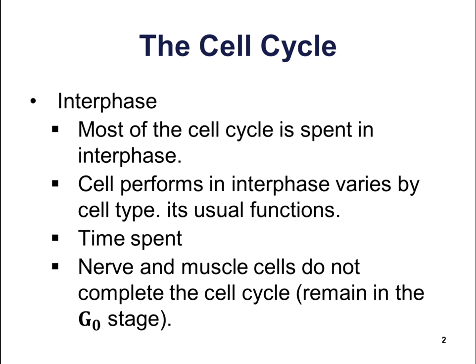So the first phase is interphase, and most of the cell cycle most of the time happens here. So about 90% of the cell cycle is actually spent in the phase of interphase because there is a lot going on here. So, nerve and muscle cells do not complete the cell cycle, and they always remain in what we are going to find out is called G0.